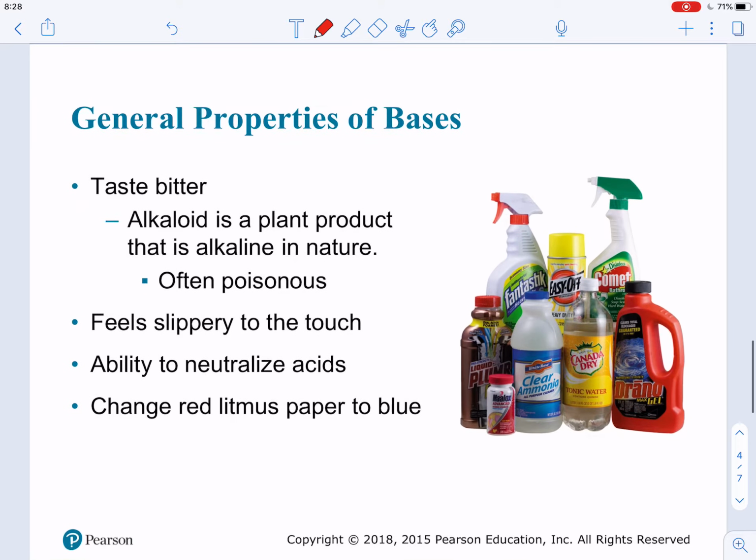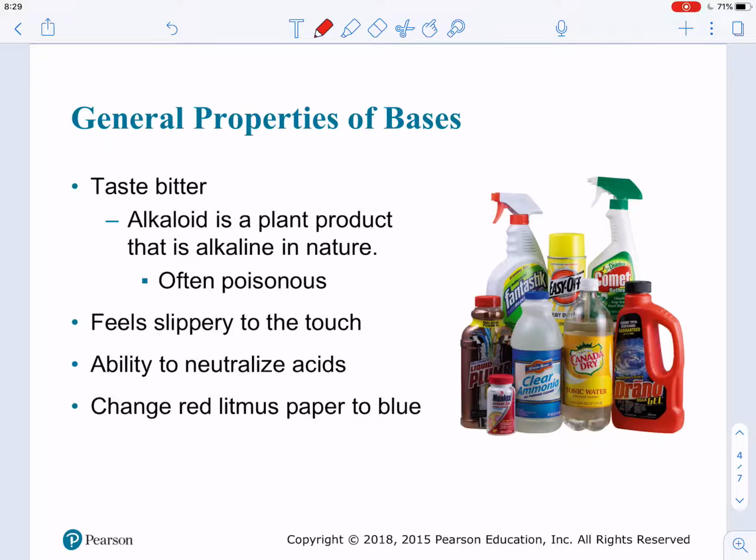Now, if we go to the side of the bases, then bases are present in many household cleaning products, and there is a picture of some of them that you can see. Some of them would be familiar to you, some of them not. It doesn't matter, but they are considered bases. In terms of taste, not that I recommend you tasting Easy Off, for example, or Drano, but they taste bitter and often poisonous.